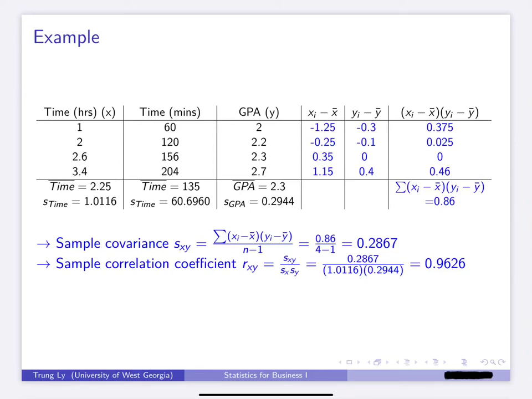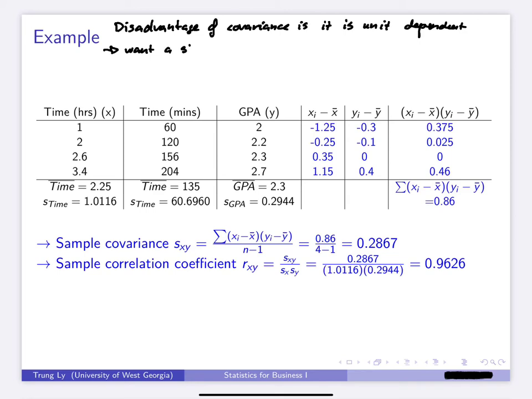Let us now see how we apply the formula for the correlation coefficient. Let's first recall that the disadvantage of the covariance is that it is unit dependent. Right? So ideally, what we want is a statistic that is not affected by how the variables are measured. Right?